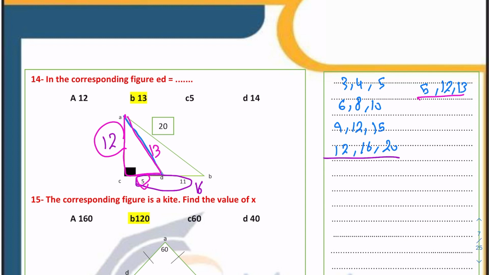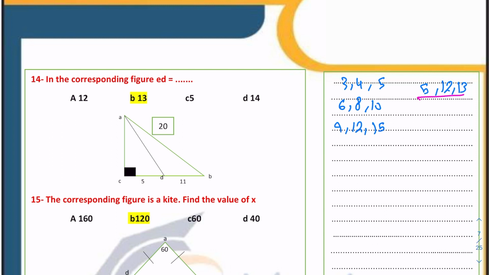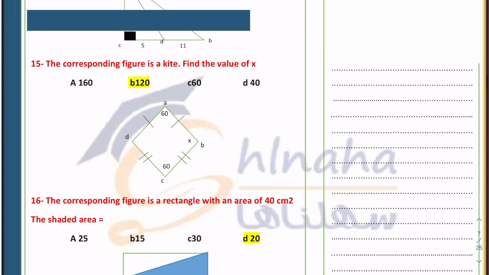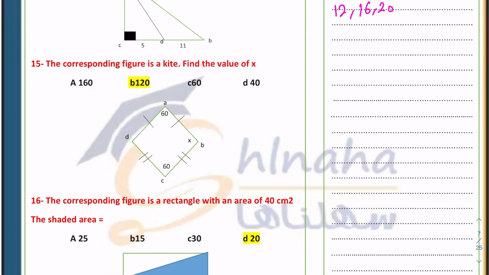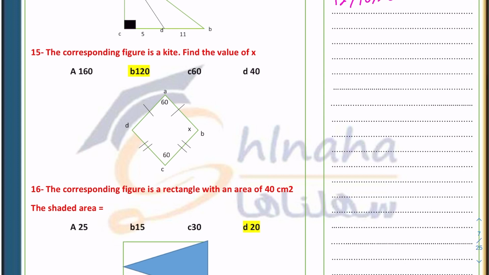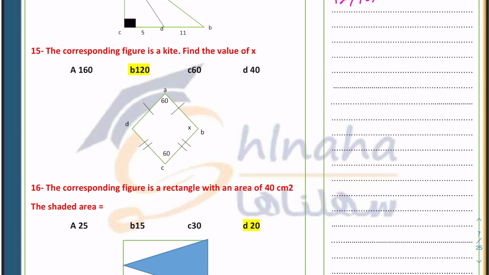Now let's take the next question. Okay, so we have here 12, 16, and 20. No need to erase it. Question number 15. The corresponding figure is a kite. In the kite, each two opposite angles are equal. So 60 plus 60 is 120. Minus 360, because I have a quadrilateral, it will be 240. Divided by 2, so here 120 and here 120.